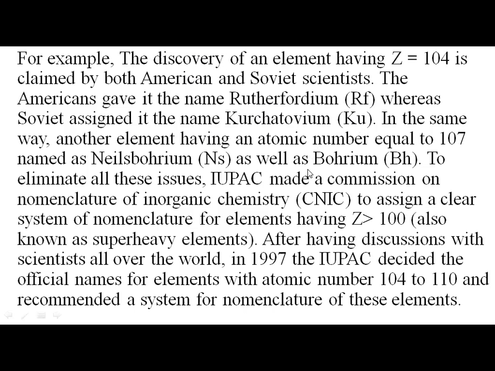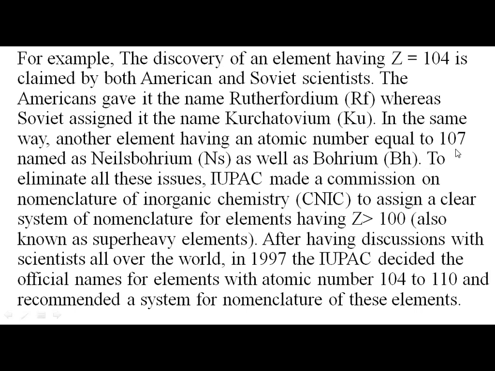When other parts of the world have to use this element, whether they have to use Rf or Ku. In the same way, another element having atomic number 107 was named Nielsbohrium as well as Bohrium. So Nielsbohrium, Ns, Bohrium, Bh. Which one to use? Looking at them, we feel they are two different elements.